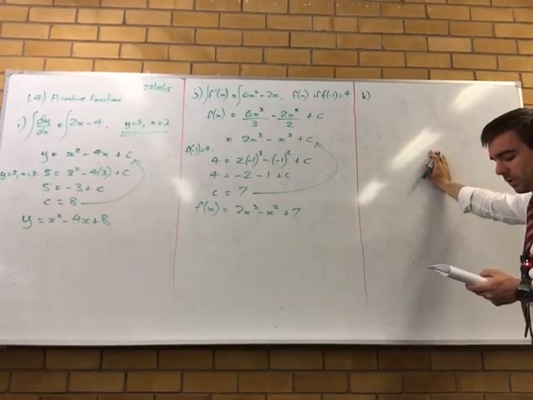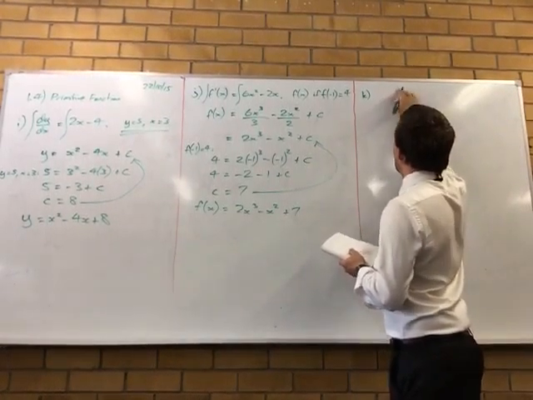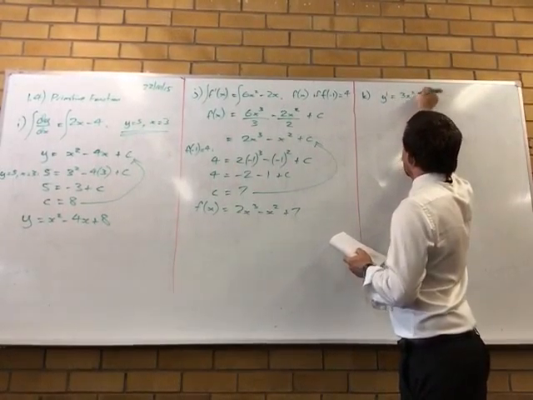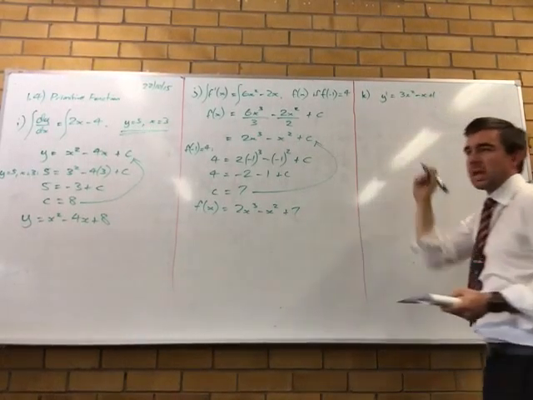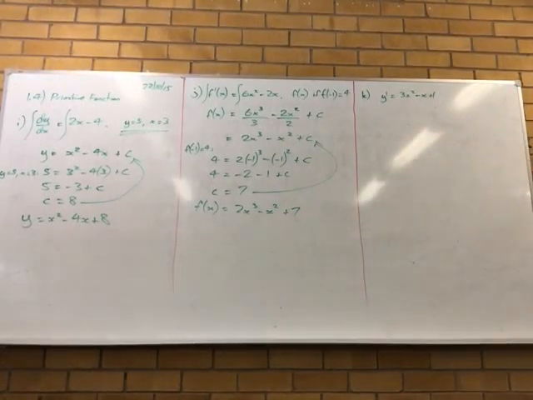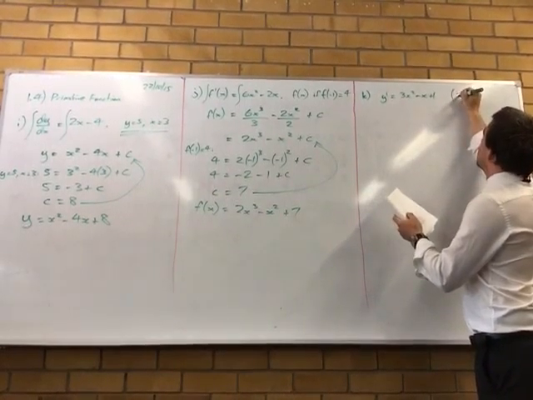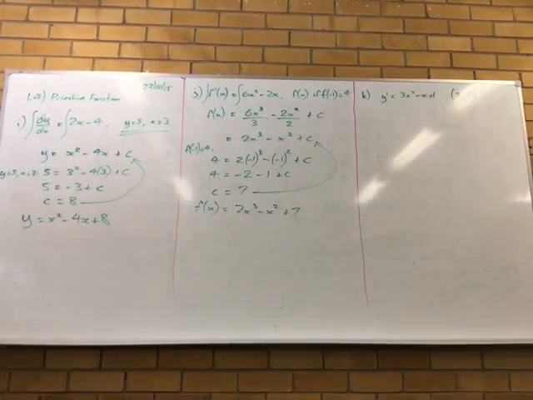The gradient function of a curve is 3x squared take away x plus 1. In other words, y dash is 3x squared take away x plus 1. We can say dy dx, we can say f dash of x. The gradient function is your derivative. And the curve passes through the point (2, 13). We need to find the equation of the curve.